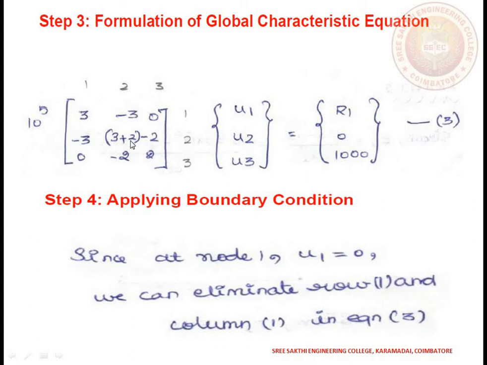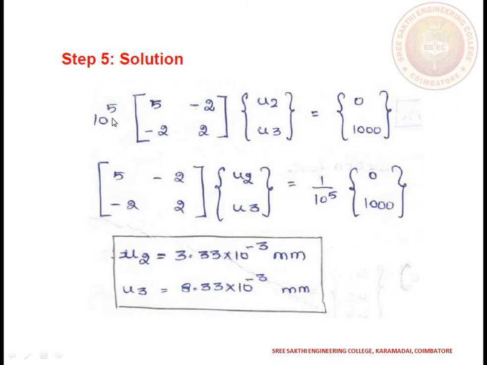Remaining, what is there? 10 power 5 times the matrix 2 minus 1, minus 1 1, times u2, u3, is equal to 0 and 1000. Now you can simplify it and get the answer. That answer is u2 is equal to 3.33 into 10 power minus 3 mm. Then u3 is equal to 8.33 into 10 power minus 3 mm.